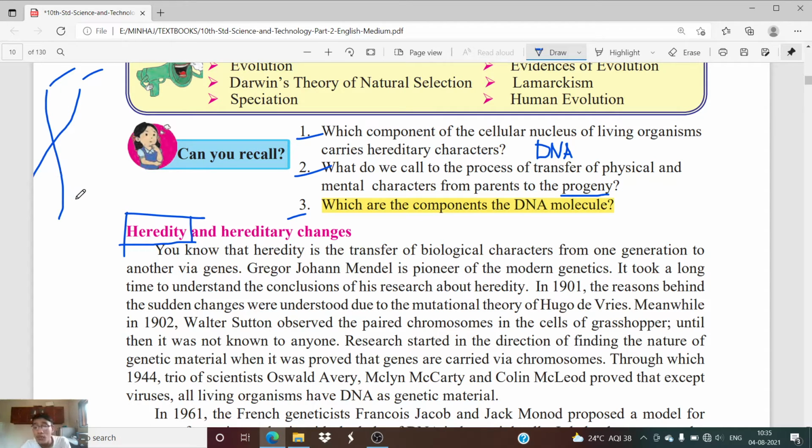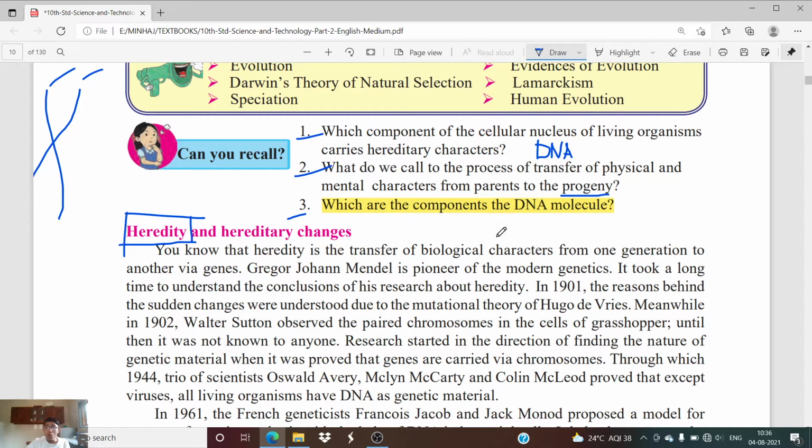What are the components of DNA? First thymine, then adenine, then cytosine, and then guanine. So there are four components between the strands of a DNA molecule: thymine, adenine, guanine, and cytosine.